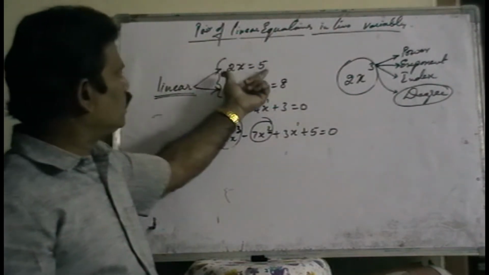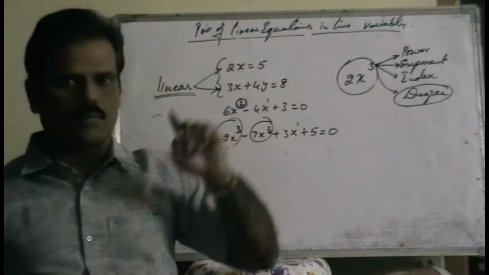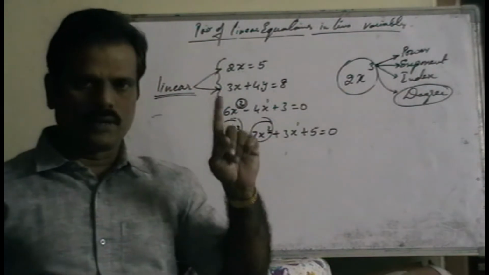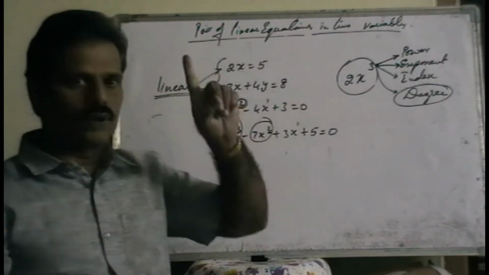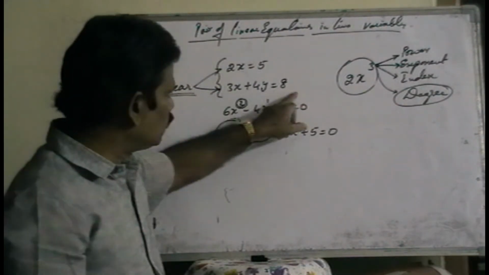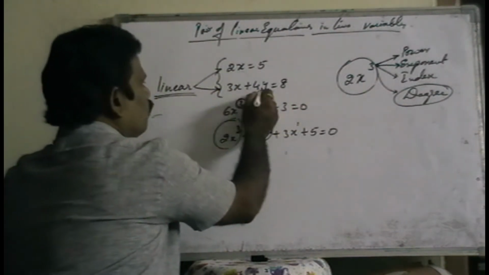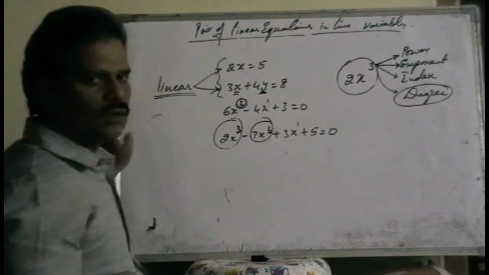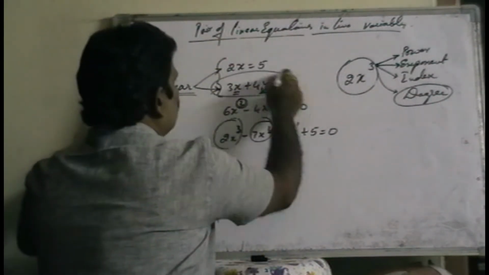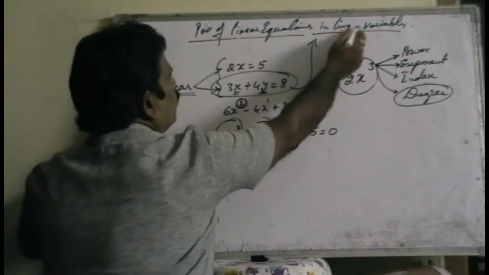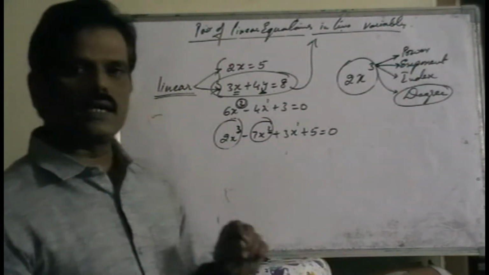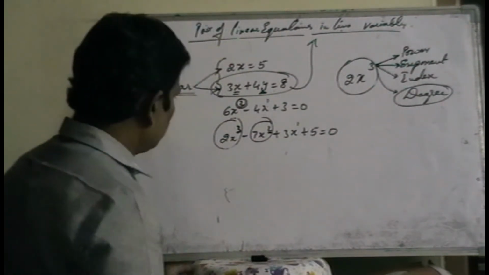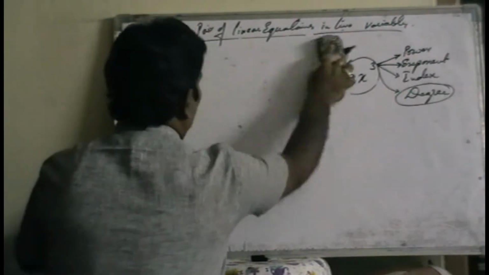But in this linear equation, there is only one variable. So it is a linear equation, but it is a linear equation in one variable. Now this is also a linear equation. Here two variables are there, x and y, so this equation is called a linear equation in two variables. So finally, a linear equation means an equation which consists of two variables in first degree.